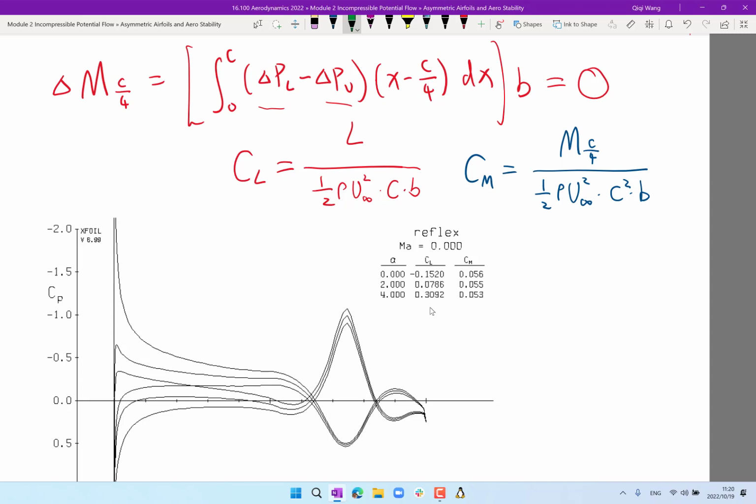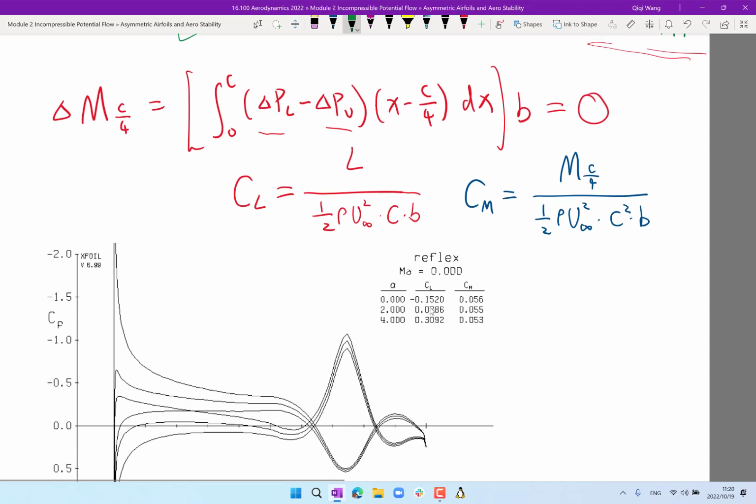Right? So if at the quarter chord the moment makes you nose up, where would you have to be to make the moment around the point equal to 0? You have to be further upstream, right?